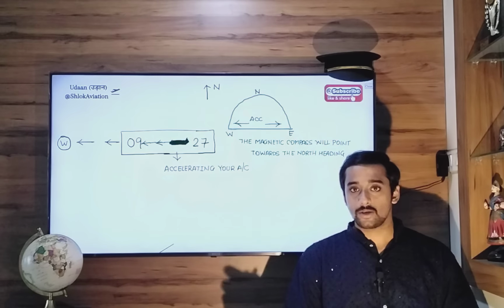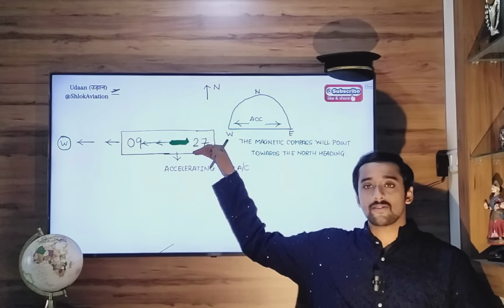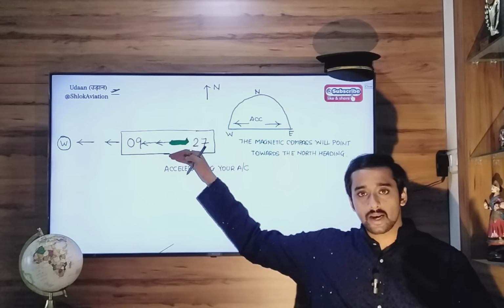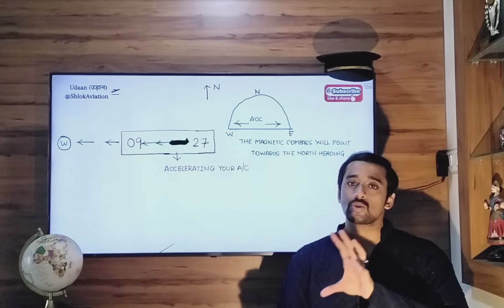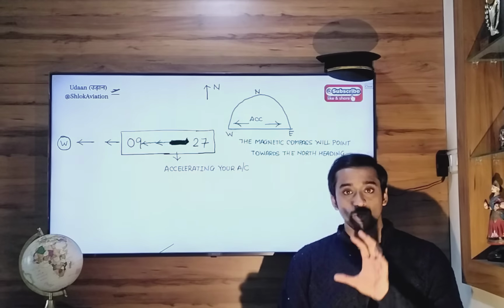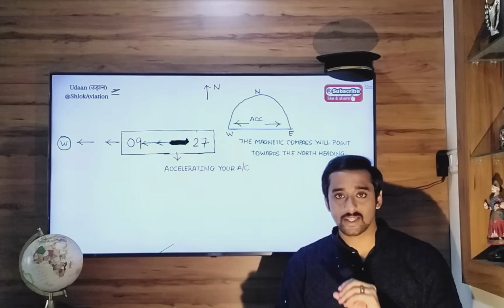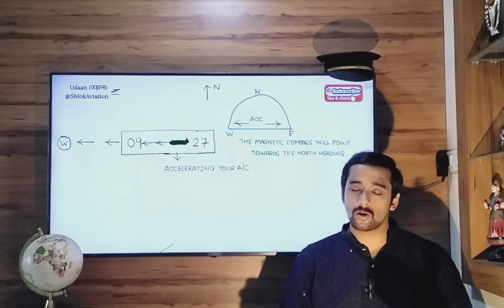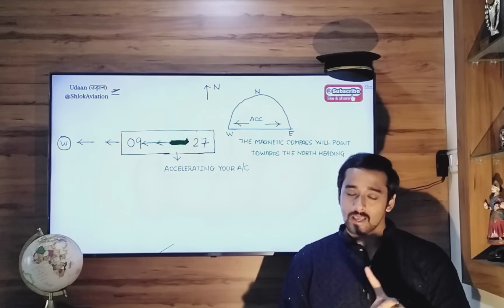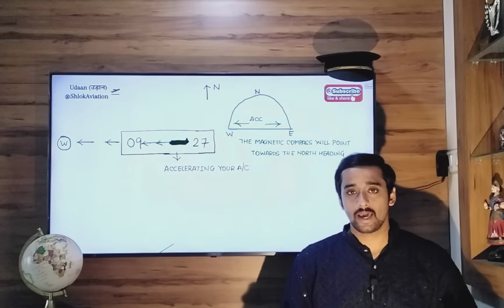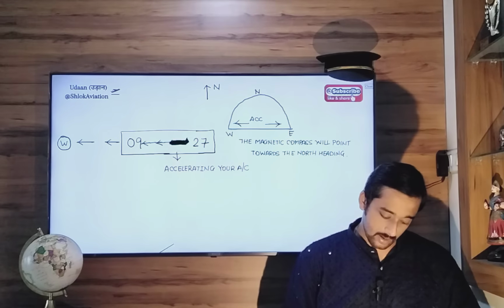So first you are oriented with the 270 heading, but when you start accelerating, the magnetic compass will tend to show a direction which is close to north heading. So instead of showing the correct accurate value of 270, the compass will tend to show values of 300, 310, something like that. So that is one problem or one error of this magnetic compass.